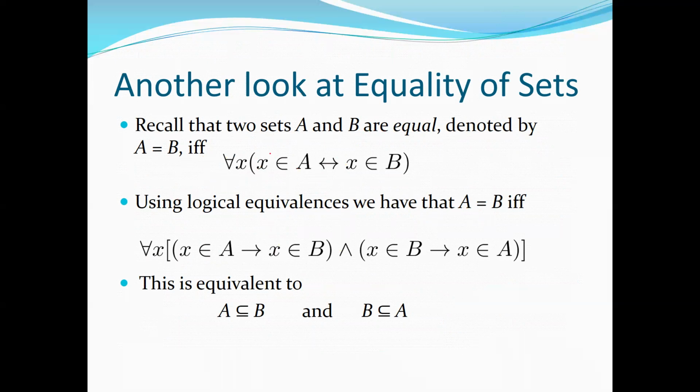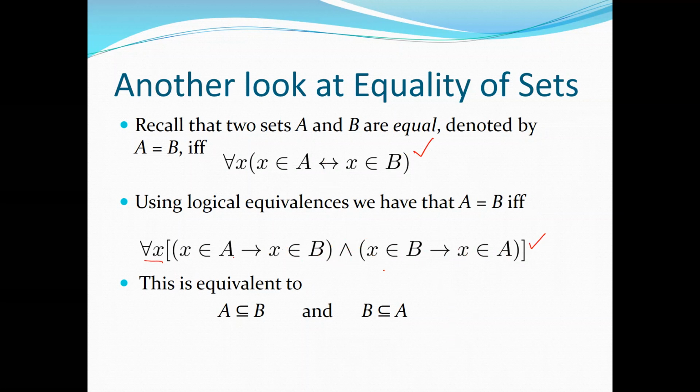Now let's see the logical equivalence for this, which is another definition of the equality of sets. For all x, x belongs to A implies x belongs to B, and x belongs to B implies x belongs to A. This is nothing but the definition of the bidirectional as well. So you can prove it in this way, or you can prove the equality of two sets by using this definition as well.